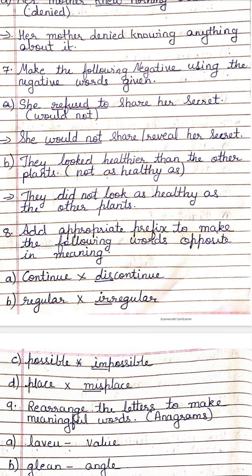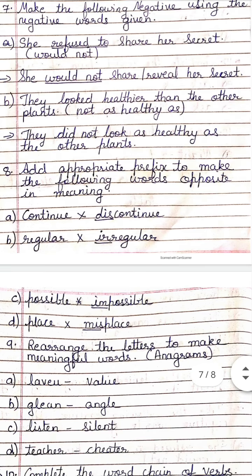She refused to share her secret. So refused to is a positive word. So we are going to make it negative by using would not. So she would not share her secret. Either you can write share or you can write reveal, R-E-V-E-A-L. She would not share or she would not reveal her secret. They looked healthier than the other plants. Now here you have to use not as healthy as. So they did not look as healthy as the other plants. So this is the way how we have made it.